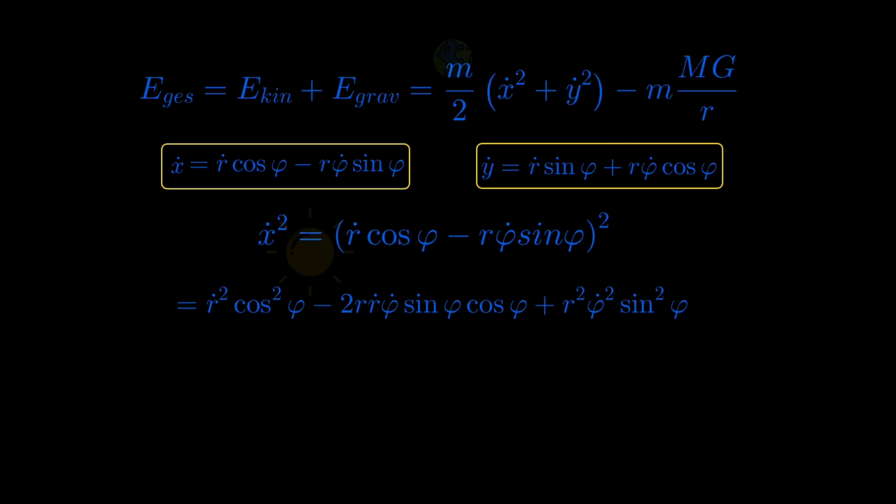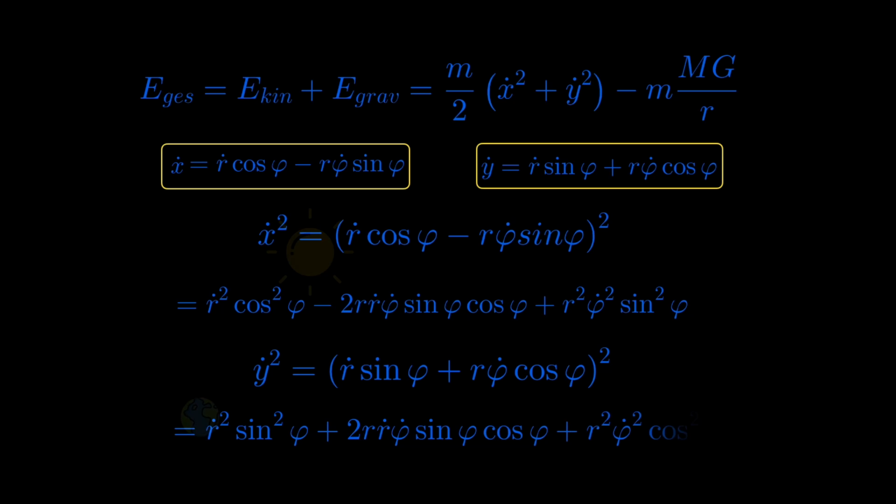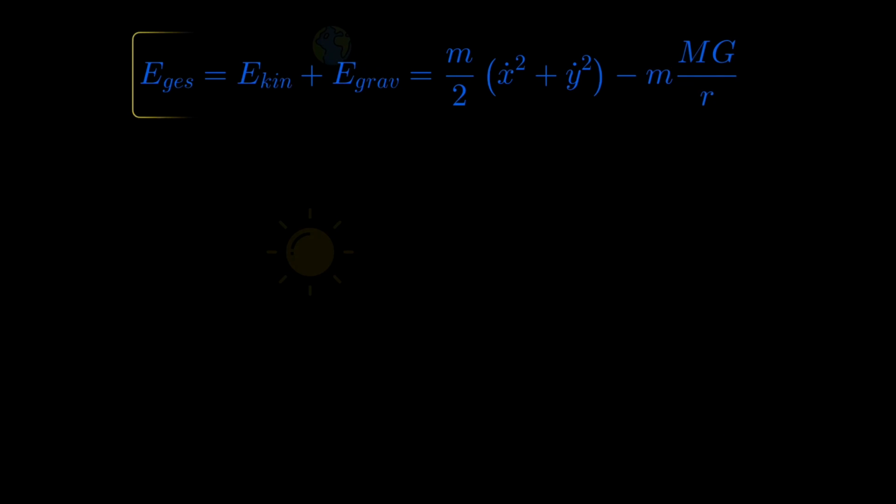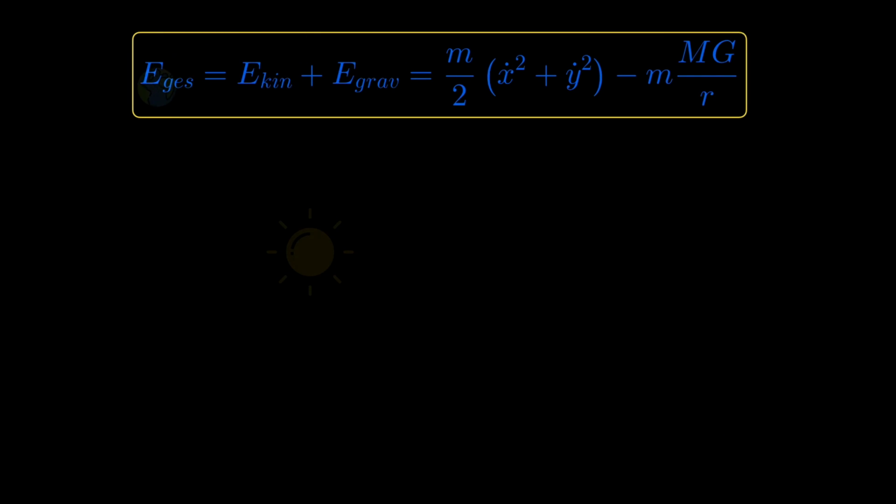And similar to that, we square y dot and get r dot squared times sine squared of phi plus 2r r dot phi dot sine phi cosine phi plus r squared phi dot squared times the cosine squared of phi. And this already looks like there's going to cancel some things out when we add x dot squared and y dot squared together. So let's look at what will cancel out.